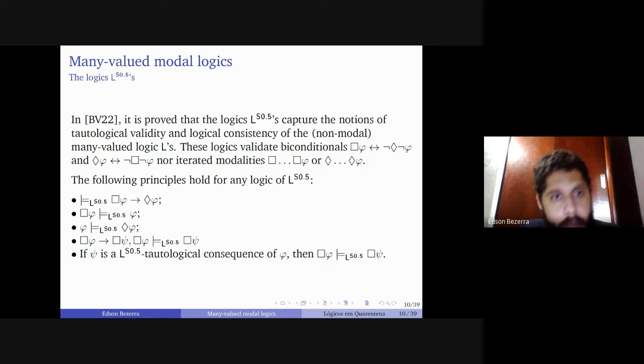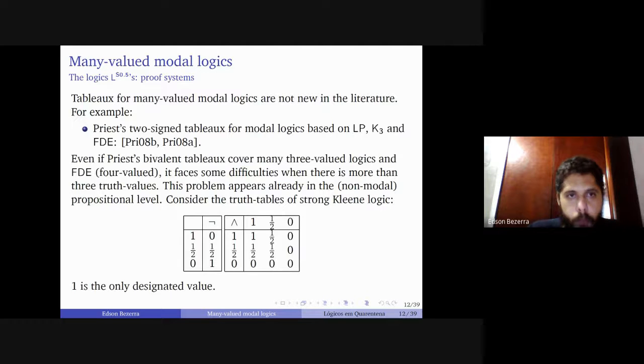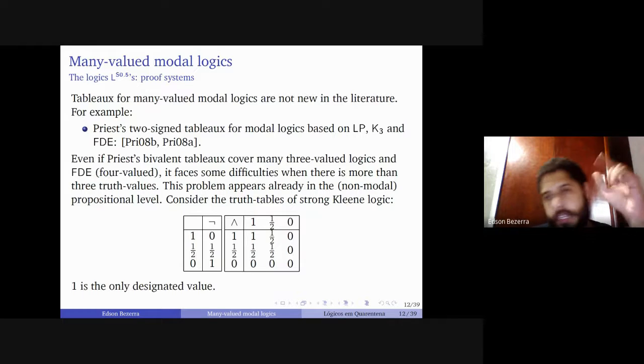Sure. Okay. Now I will present the proof systems for these logics. Here, I will present tableau proof systems. As one knows, tableaux for many-valued modal logics are not new in the literature. For example, we have Graham Priest's paper where he presents labeled, two-signed tableau systems for the many-valued modal logics based on the logic of paradox, strong Kleene logic, and first-degree entailment. He presents these tableaux in his book and in the paper, which is basically a chapter of the book.